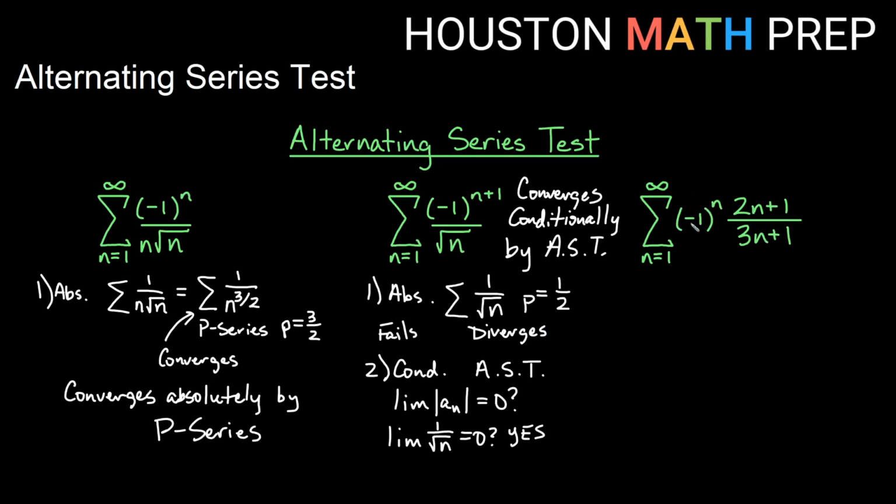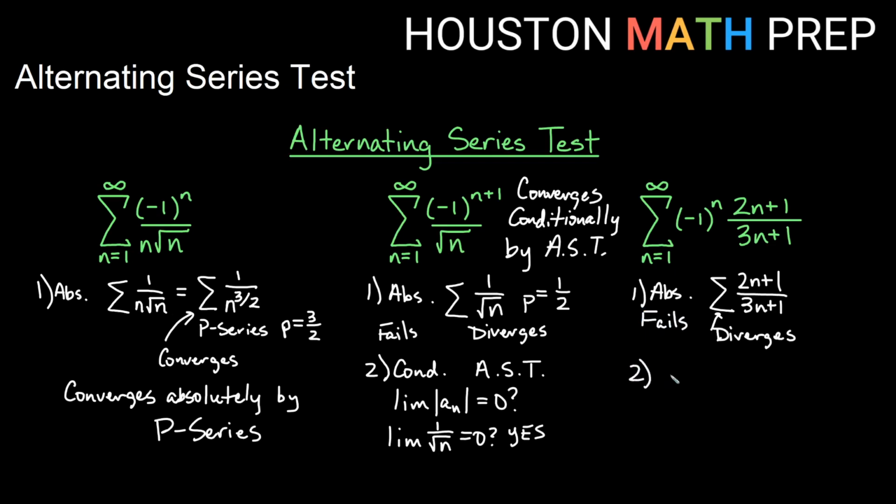We have -1 to the n, there's our alternating part, 2n plus 1 over 3n plus 1, the infinite sum there. So first thing we'll check, does this converge absolutely? If we ignore the sign change, then that will simply be the sum of 2n plus 1 over 3n plus 1. And you might notice, for example, using the divergence test, that this limit is actually 2/3. So this would diverge by the divergence test. But really what we're just checking for here is absolute convergence, right? So this fails to converge absolutely.